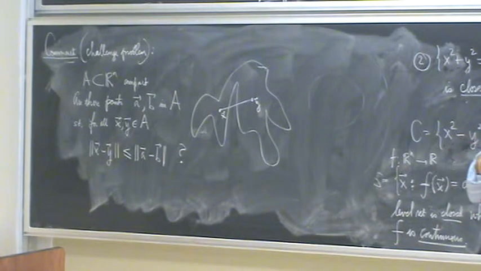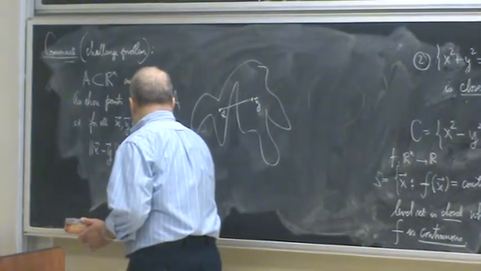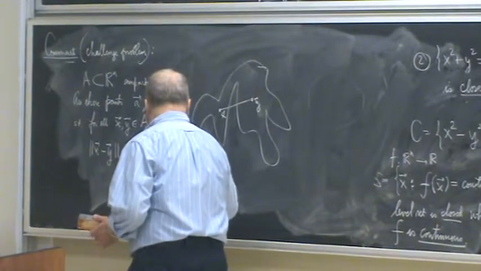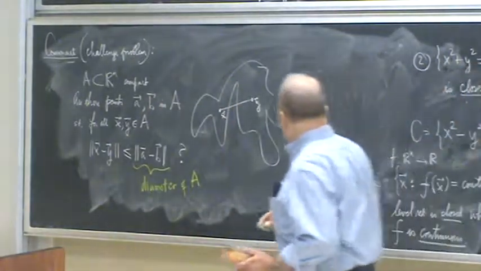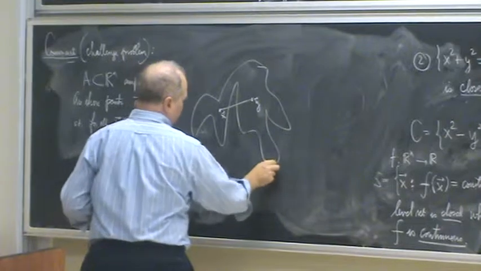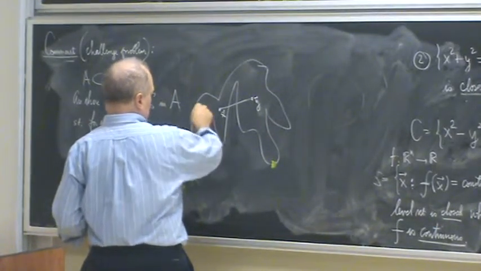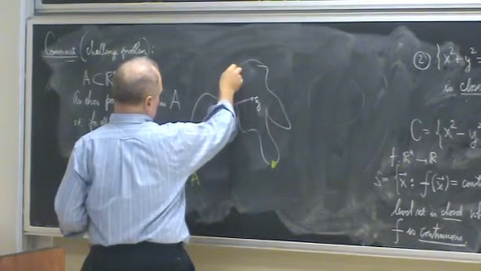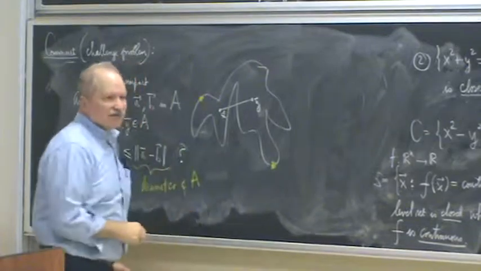Somebody said the magic word over here. The extremes? Diameter. Yeah, it's called the diameter of the set. It's the generalization of the diameter of a circle. So in this set, you would presumably take this point here, and what's farthest from it? Probably either at the top or at the side there. I can't really decide. I think it's at the top. It might be over here, I'm not sure.